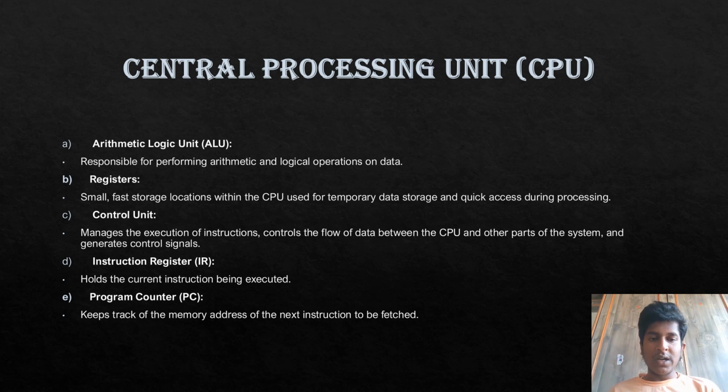Instruction register (IR) holds the current instruction being executed. Program counter (PC) keeps track of the memory address of the next instruction to be fetched.